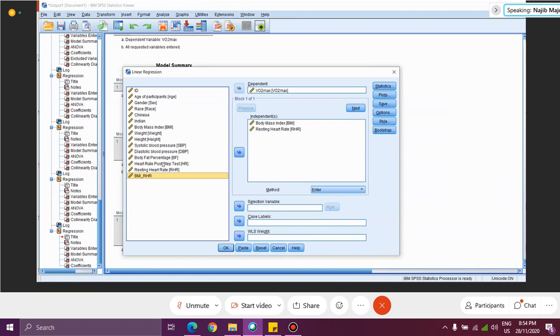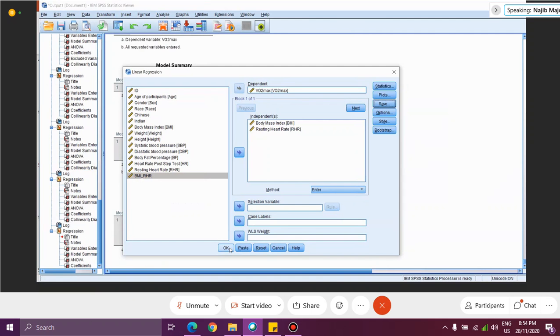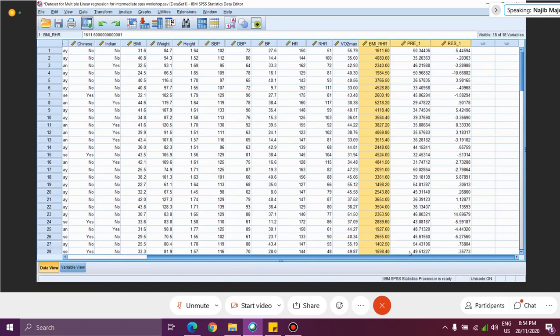Okay, so now we remove the interaction term. So under Save, click Save, choose unstandardized predicted and unstandardized residual. Then continue and OK. So in your data set, two new variables will be generated. One is predicted values. Another one is residual values.